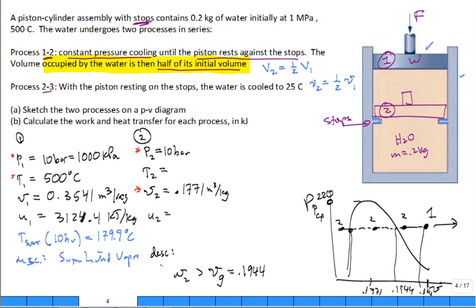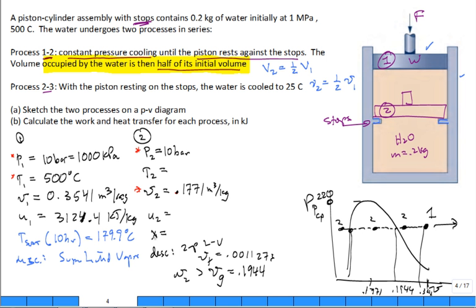V sub F is 0.00112. Can you help me? I can't read it. So V2 is between V sub F and V sub G. So we conclude the description. It's a two-phase liquid-vapor mixture, right? We probably want to get the quality of that two-phase liquid-vapor mixture.